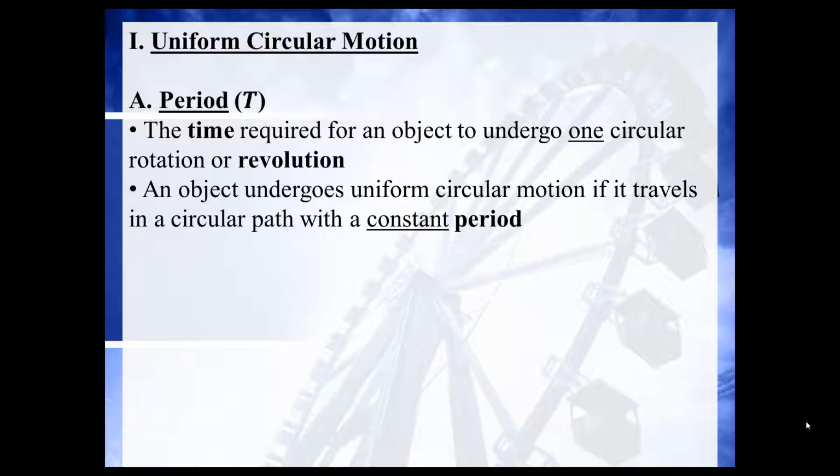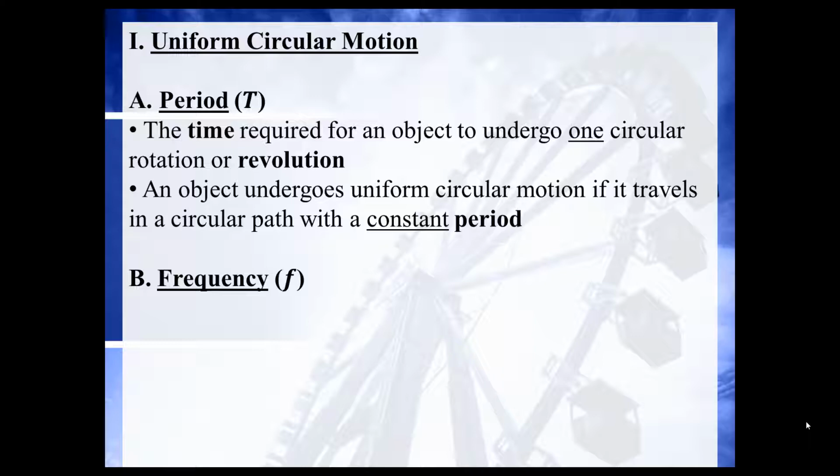If, for example, in one revolution, the period was 30 seconds, and then in the next revolution, the Ferris wheel sped up, and then the period of revolution was only 20 seconds, then you would not be undergoing uniform circular motion. So it is necessary for us to have a constant period to undergo uniform circular motion.